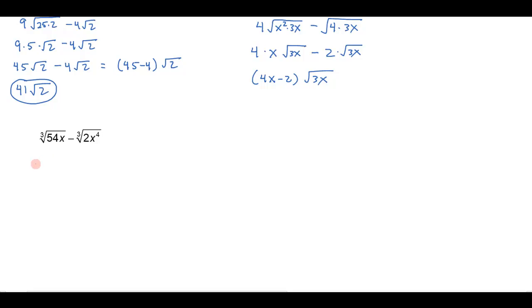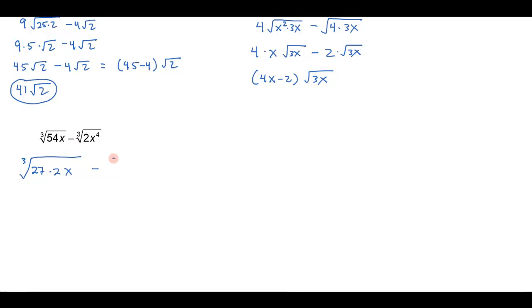If I had the cube root of 54x minus the cube root of 2x to the fourth, again, they're not like terms. I can't combine them right now, but maybe if I simplify them, I will be able to. So this is the cube root of, well, 54 has 27 as a perfect cube factor. And 27 times 2 gives me 54, and x is not a perfect cube, so I'll just leave it over here on the right-hand side under the radical.